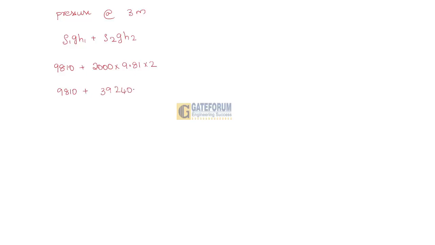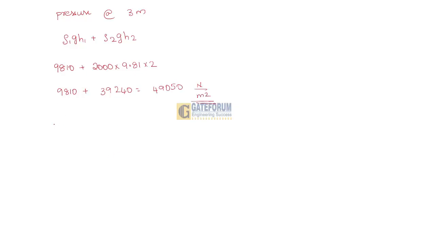So pressure at a depth of 3 meters: rho 1 g h1 plus rho 2 g h2, 9810 plus 2000 into 9.81 into 2, 9810 plus 39240, which will give rise to 49050 Newton per meter square.